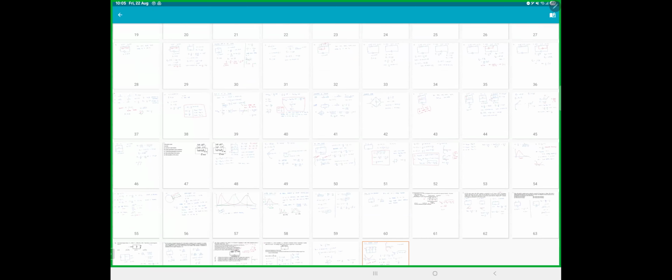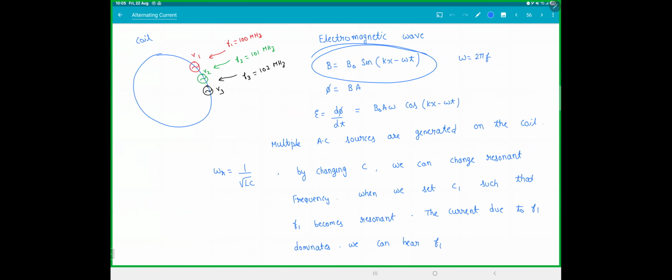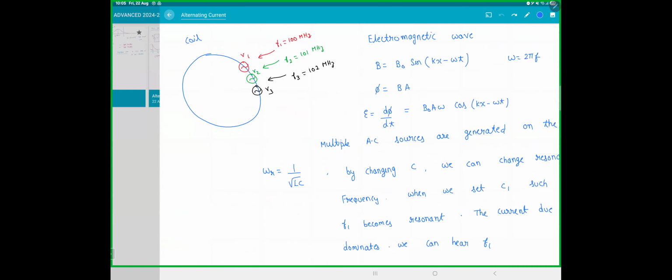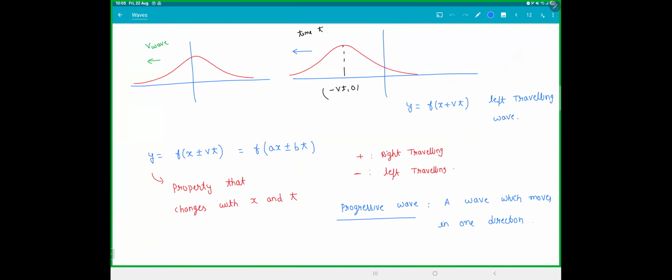Do you guys remember this equation? I said magnetic field is sine of kx minus omega t. Now does that equation look like x minus vt? So that is also a wave. So you will see it has different forms.